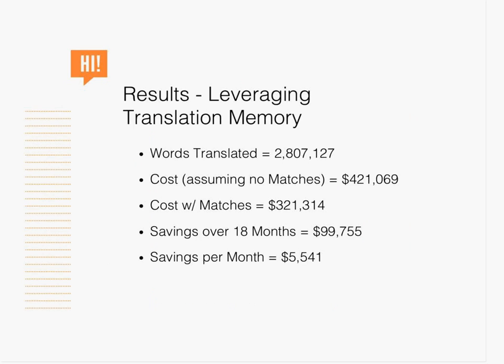Now, in a deeper dive into the data, we actually see what type of things are occurring here. So, for example, we have close to 3 million words translated. Now, if there were no matches being done, we weren't doing that matching to save time and money, it would cost $421,000 for the translations. Matching and charging a lower cost for that translation, we reduce that cost to $321,000, so a savings of nearly $100,000 over this 18-month period, $5,500 a month that the client can save through our leveraging translation memory.